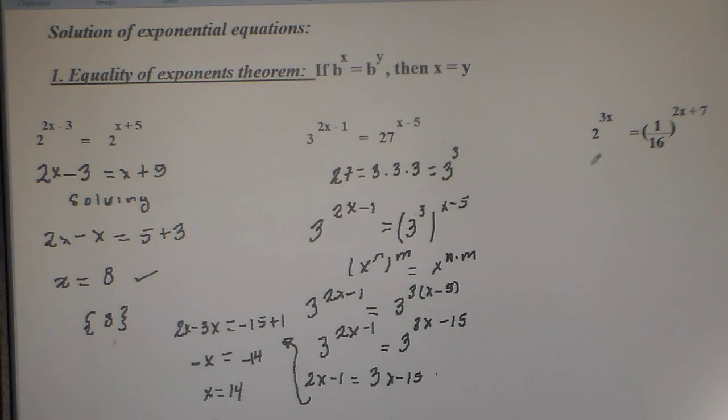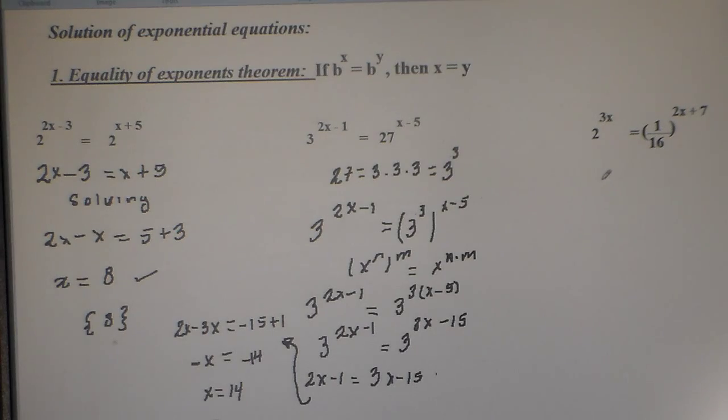And now we have this case. There is 2 to the power of 3x equals 1 over 16 to the power of 2x plus 7. What is going on in this case? Again, we have different bases. Wow, but in this case I have a fraction. Well, let me see what transformation I can do in order to get the same thing on both sides. I have 2 to the power of 3x, I have base 2 here, and I have 1 over 16.